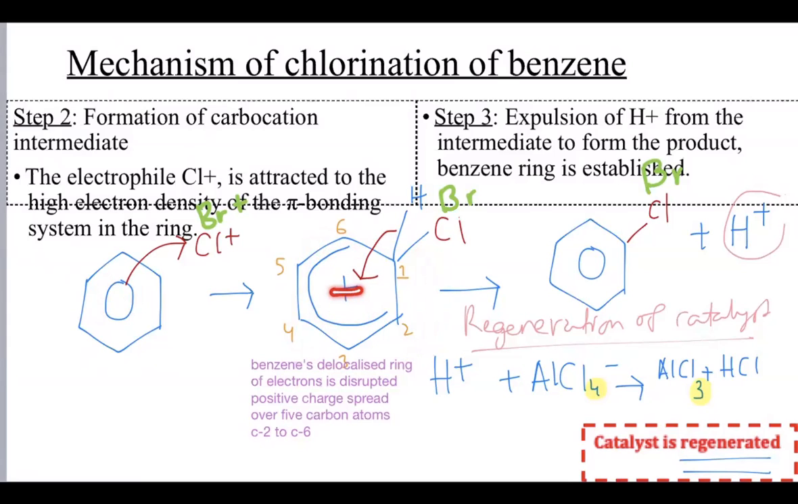That positive charge is spread out between carbon number 2 to carbon number 6. The carbon hydrogen bond breaks to neutralize this positive charge. You form a chlorobenzene and a H+.